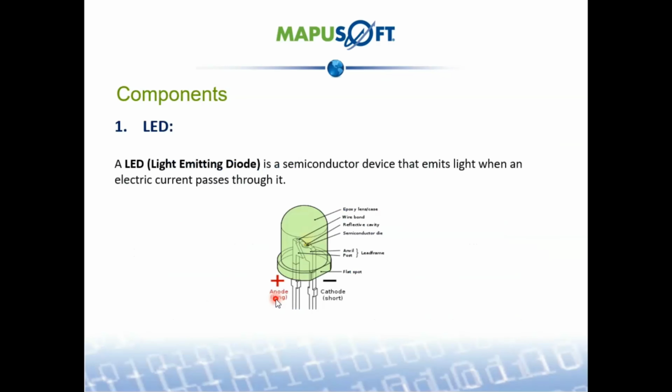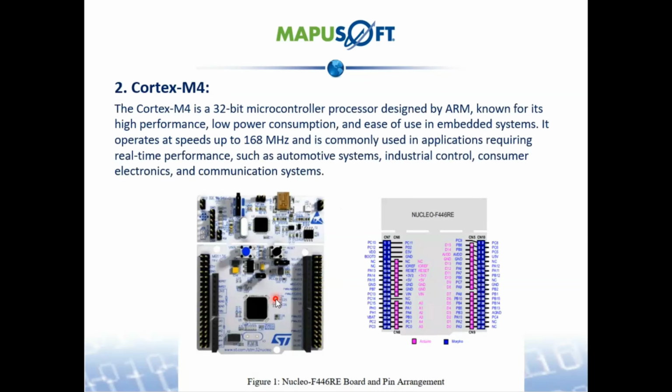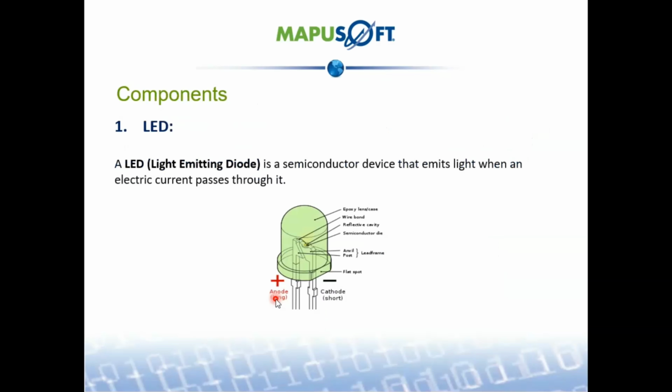Let's see the components we are using here. The LED provides a visual representation of the timing behavior, turning on and off at intervals that reflect the current system tick frequency. And the microcontroller, which is Cortex, is the core of the system, responsible for controlling the system tick frequency and toggling the LED. So these are the components we are using here.